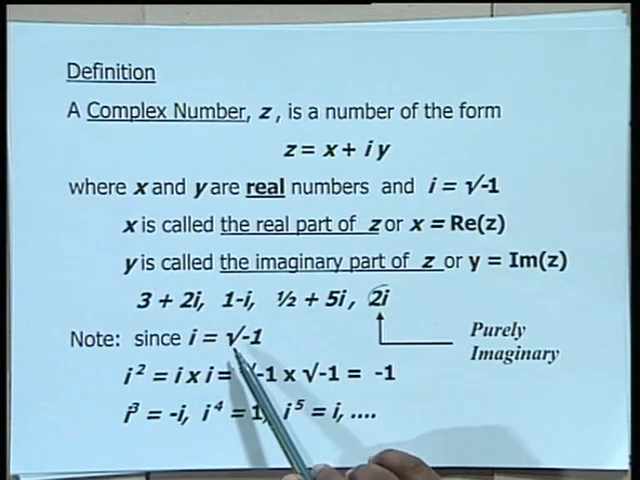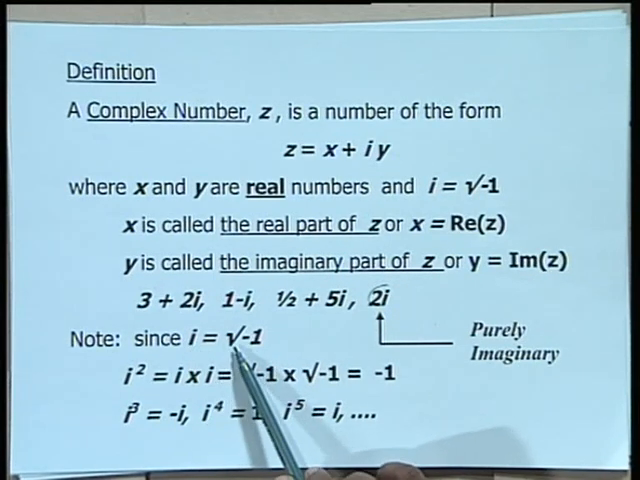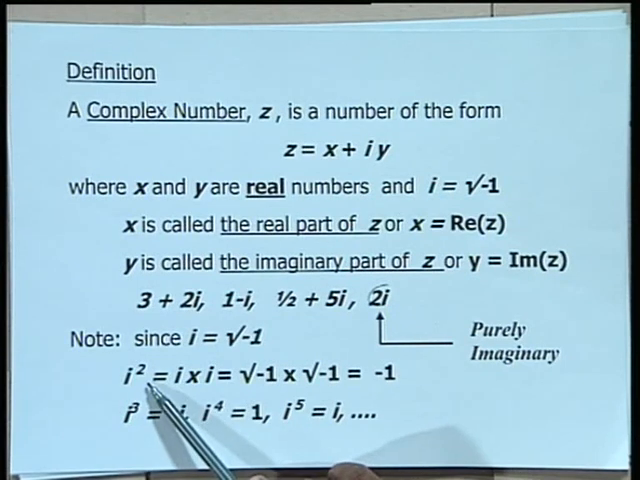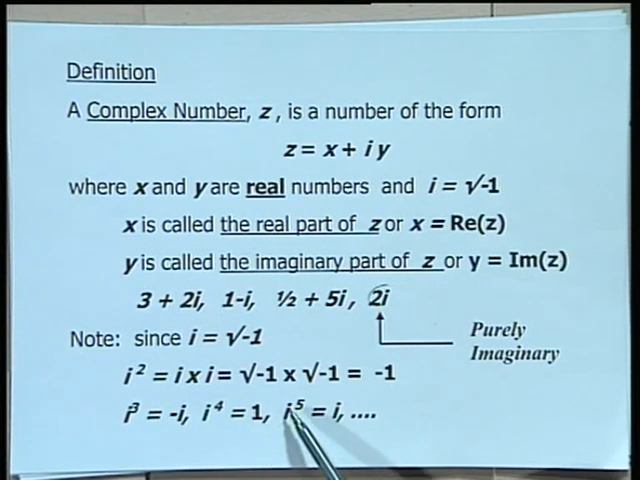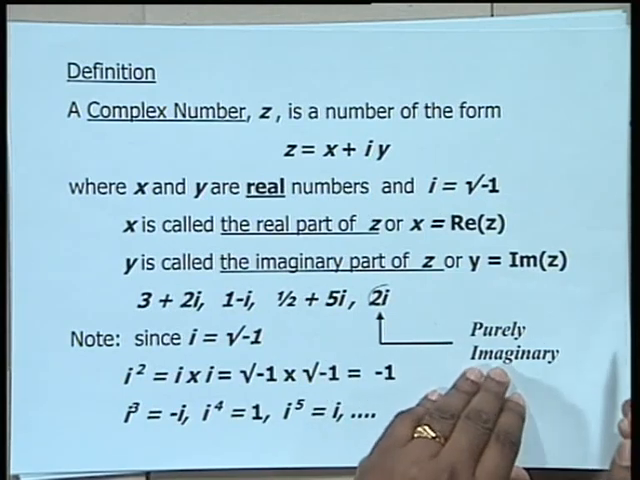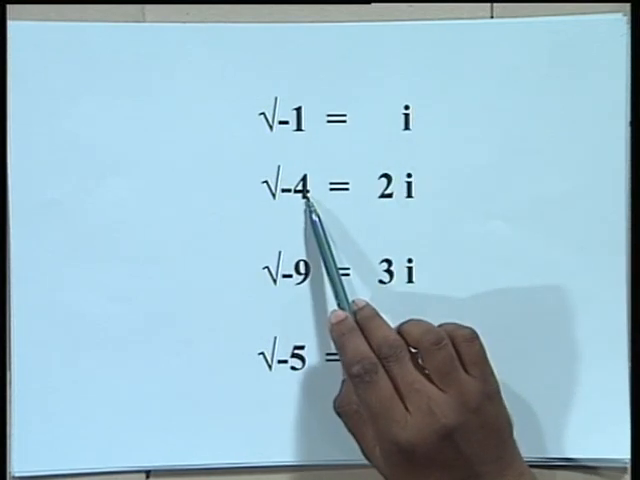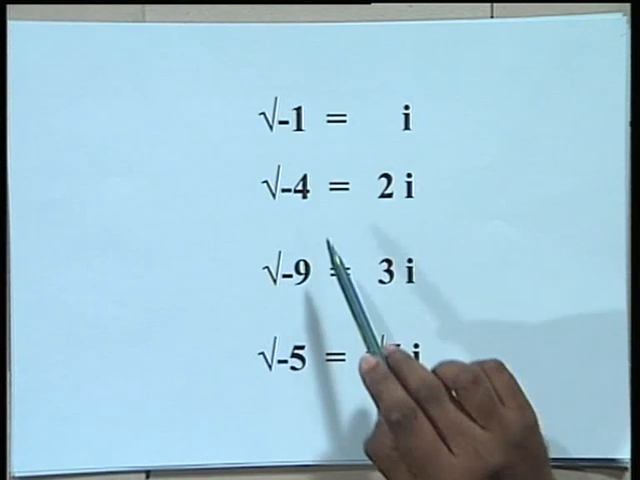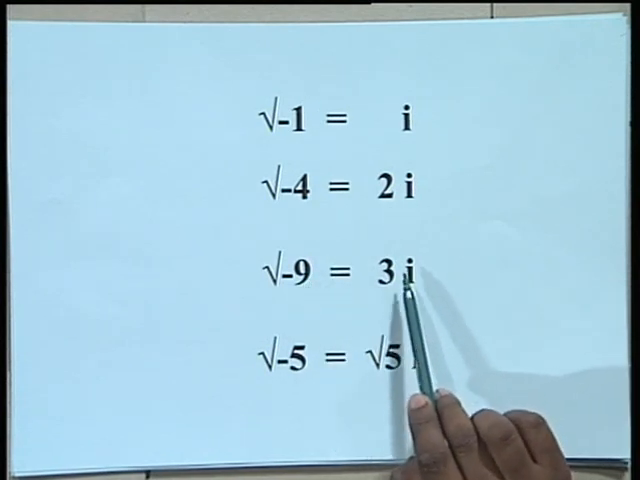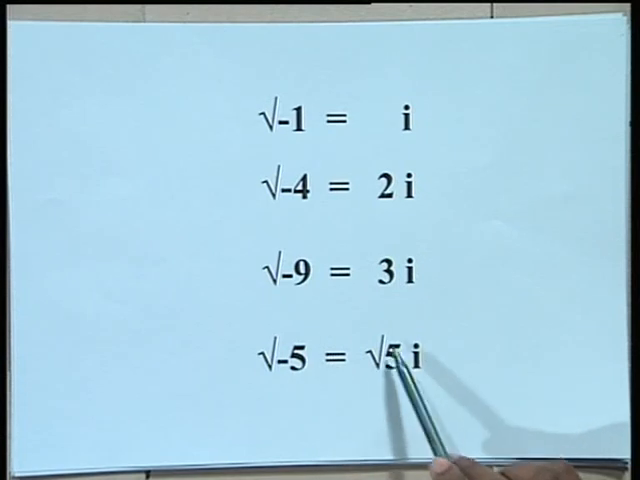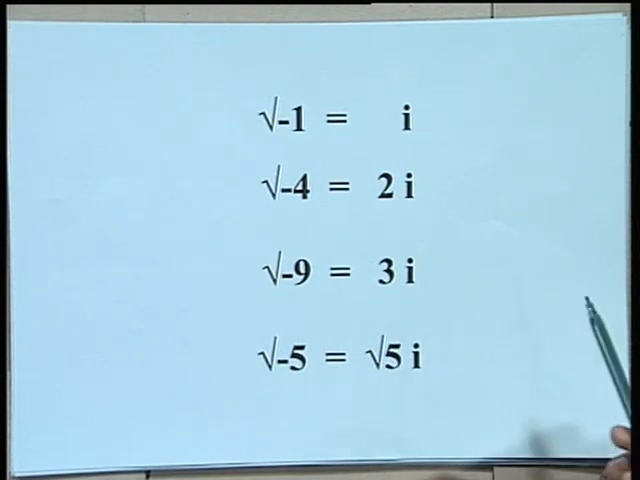It is also useful to note that since i has been defined as square root of minus 1, i squared will be equal to minus 1. i cubed will be equal to minus i, i power 4 will be equal to 1, and i power 5 will be equal to i. And using this definition, we find that from now on we can write square root of minus 1 as i, square root of minus 4 as 2i, square root of minus 9 would be 3i, and square root of minus 5 would be square root of 5 i.